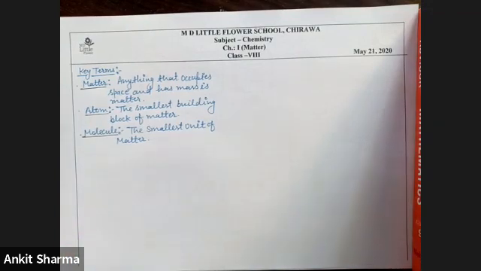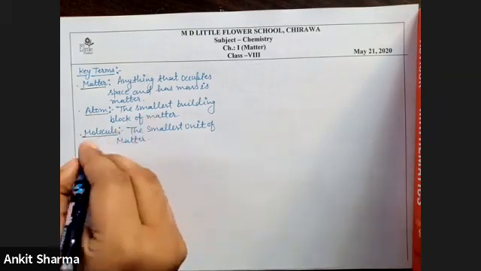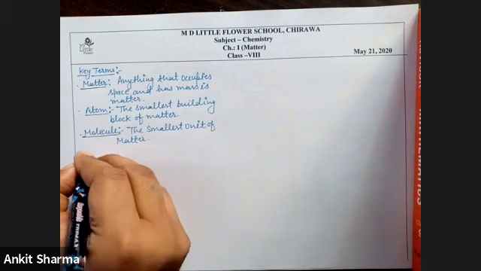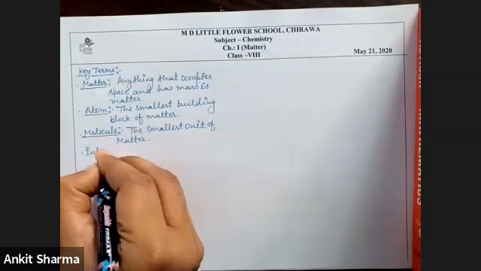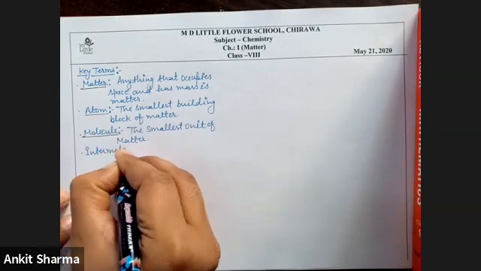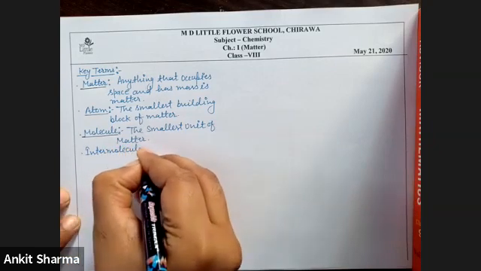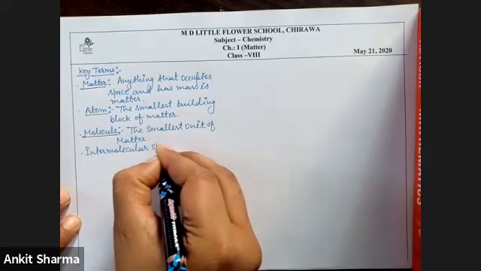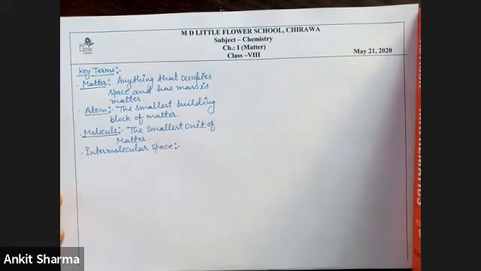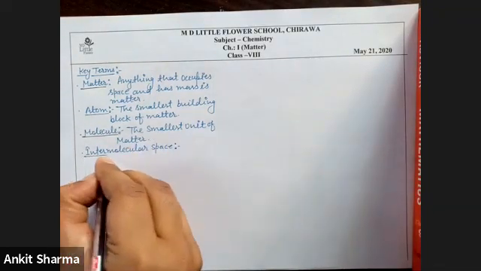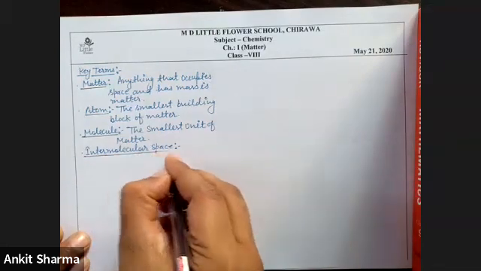Now, our next term is intermolecular space. The name sounds familiar, doesn't it? Intermolecular space. You have studied that term in physics also, and in chemistry also. So let's recall intermolecular space. Keep noting it down. The first part of that word is inter, which means between two things.